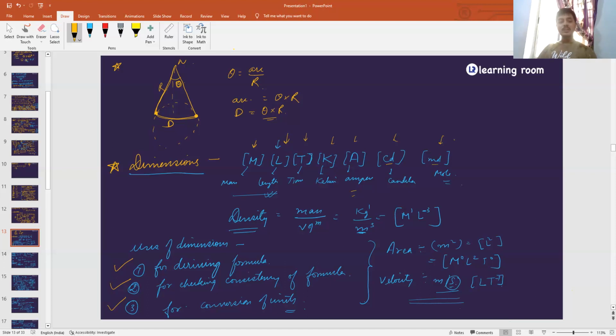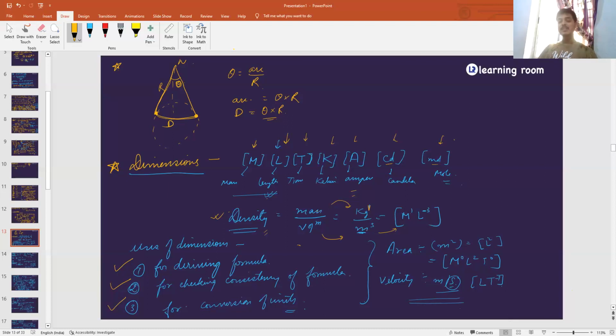So for example, if I want to represent density in terms of dimensions, density is what? Mass upon volume. What is the unit of mass? Mass is kg and volume is meter cube. Agree everyone? The density is a derived quantity because it requires fundamental quantities to get defined. So kg is mass, raised to the power 1. I'll write dimensionally M to the power 1. Then meter cube, that is length, so length is raised to the power -3. Are you getting my point? So this is how we have to write the dimensions.